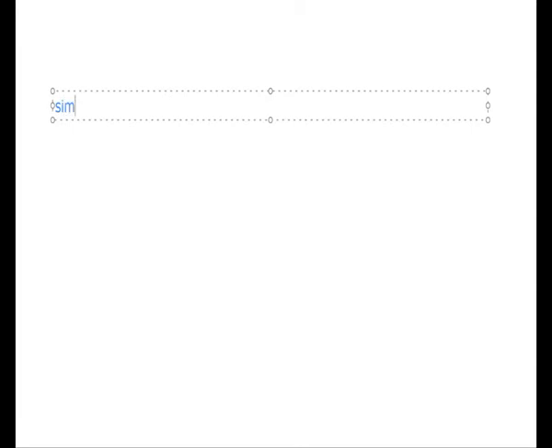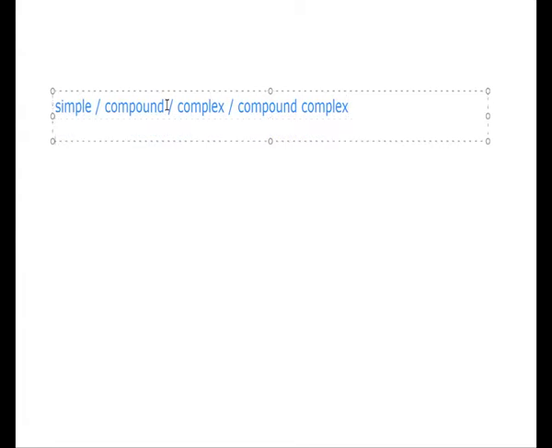Sentences in English are simple, compound, and complex. There is one more, that is 3 plus 1: compound complex. Suppose you give me a sentence and ask me to find out, sir, is there any error in this sentence? Then my approach is like this. I will first find out whether the given sentence is simple, compound, complex, or compound complex. Then I'll find out whatever I need to find out.